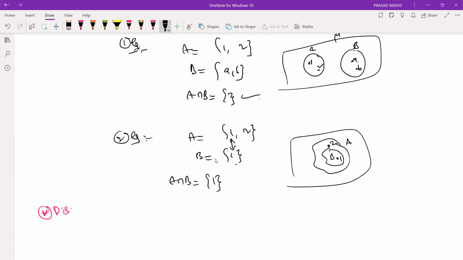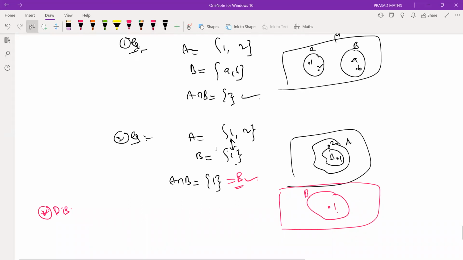But in fact, A intersection B is nothing but B itself. What is A intersection B? It is only B. Yes or no? Only B. This is my A intersection B, because A intersection B is itself B. Right?